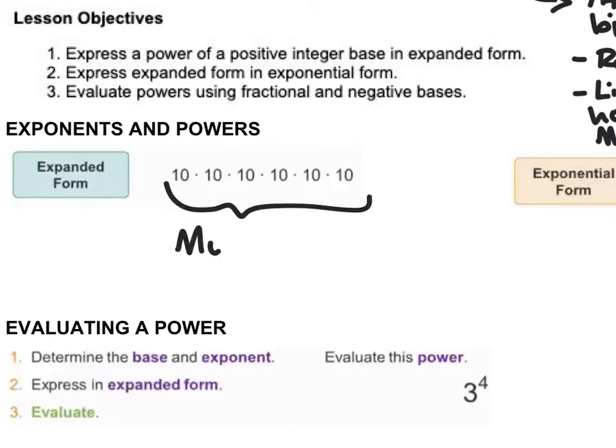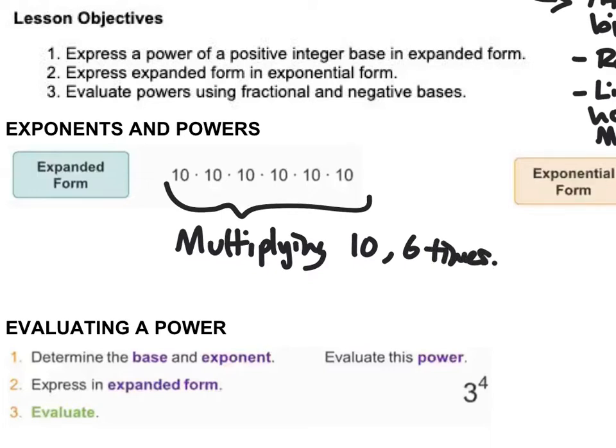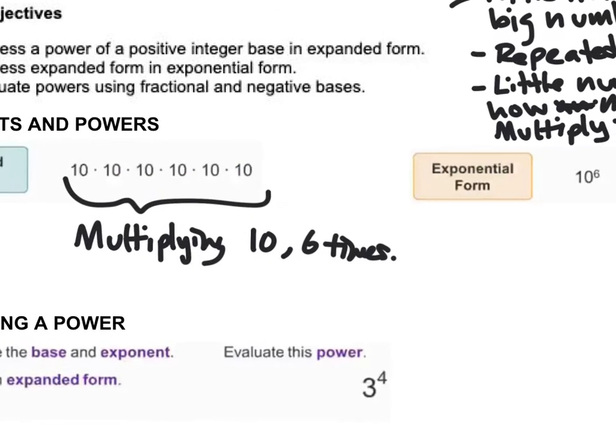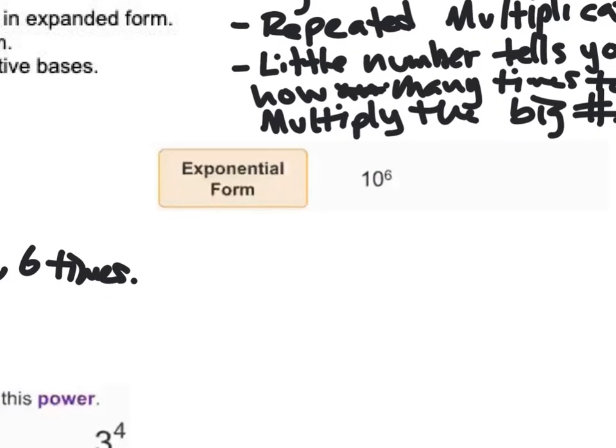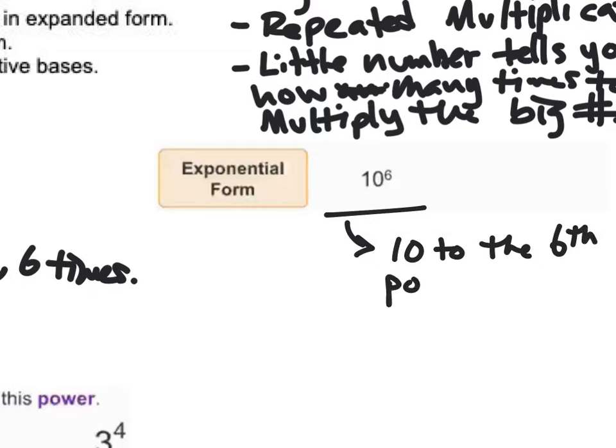So you are multiplying 10 6 times, okay? So 10 by itself 6 times. Okay, you're not doing 10 times 6, you're doing 10 times 10 times 10 times 10 times 10 times 10. So what I would do then is I can then write that in exponential form. So I don't need to write this out, okay, because it's going to get really long. But what I can do is I can say that this is 10 to the 6th power, okay? So when I write this, this phrase here means 10 to the 6th power, okay?